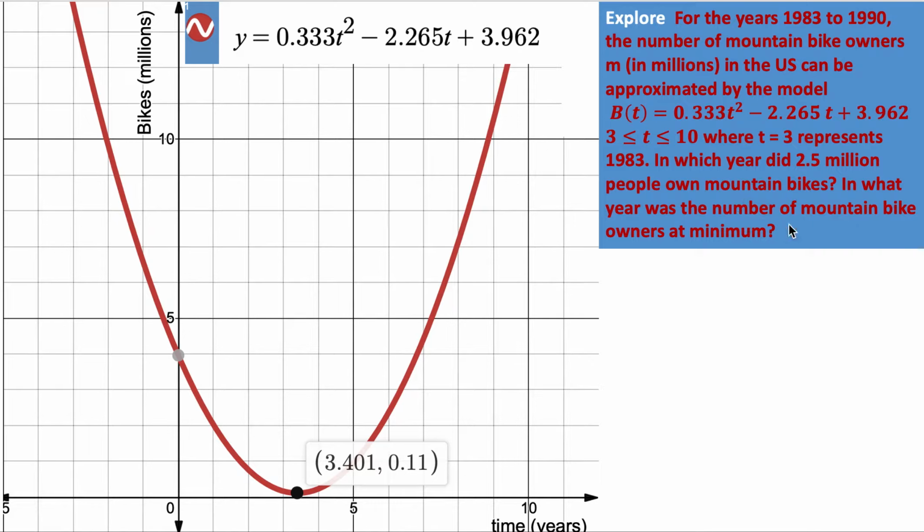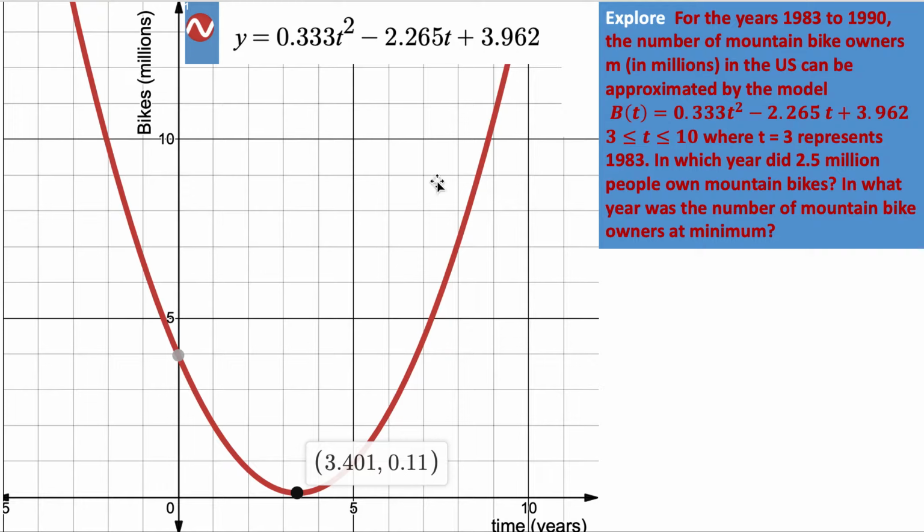In what year was the number of mountain bike owners at minimum? Before we take all this information, let me give one explanation. In real world situations, a lot of times those approximated models are worth just for the restricted domain. That's why here is a restricted domain. So t is between 3 and 10. After 10, or below 3, probably this function does not make any sense. That's why they wanted to restrict the domain between 3 and 10. This is very important information.